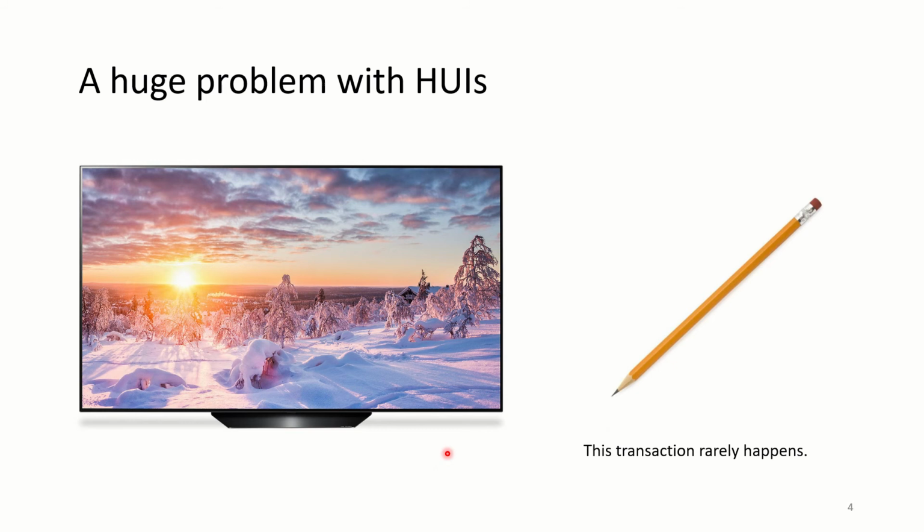Suppose you bought a television and also you bought a pencil. This type of transaction does not happen often. This is a rare transaction. However, this is also a high utility item set because a television is expensive and whatever thing you buy with a television yields a high profit.